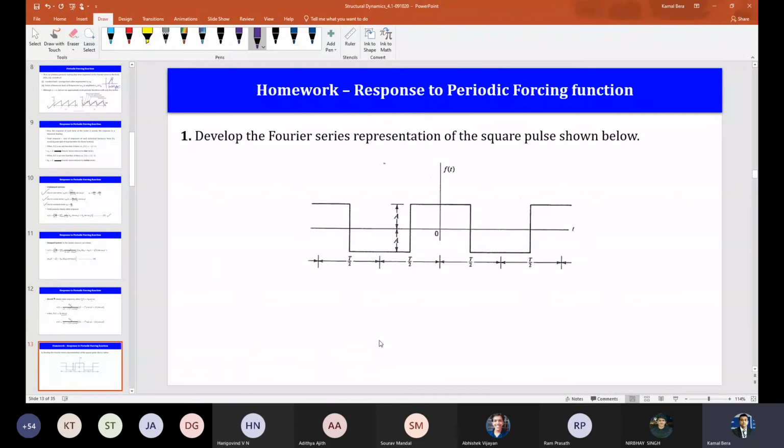So here one home task is given, so you can just practice it. Okay, so A is the amplitude. So that means here we'll use A as the amplitude of the motion, and you can find out. Just try to see how many terms are required to approximate that.